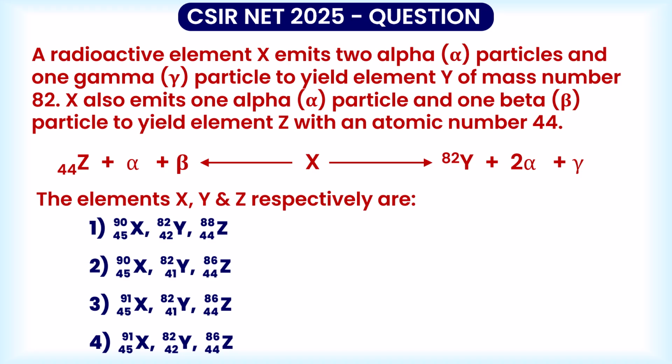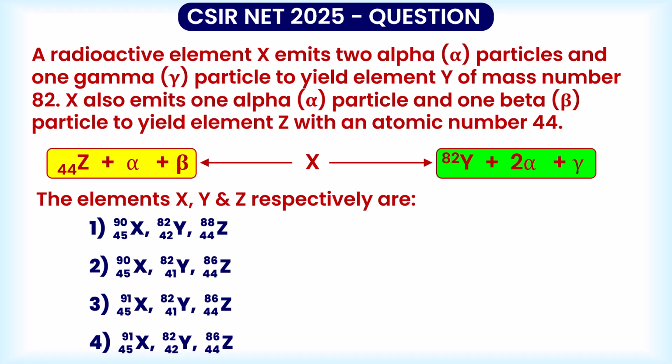Let us break this question into two parts for better clarity. In the first part, element X is converted into element Y by emitting 2 alpha particles and 1 gamma particle. In the second part, the same element X is converted into element Z by emitting 1 alpha particle and 1 beta particle. Before solving this, let us quickly revise the key concepts related to radioactive decay that will help us approach this problem systematically.